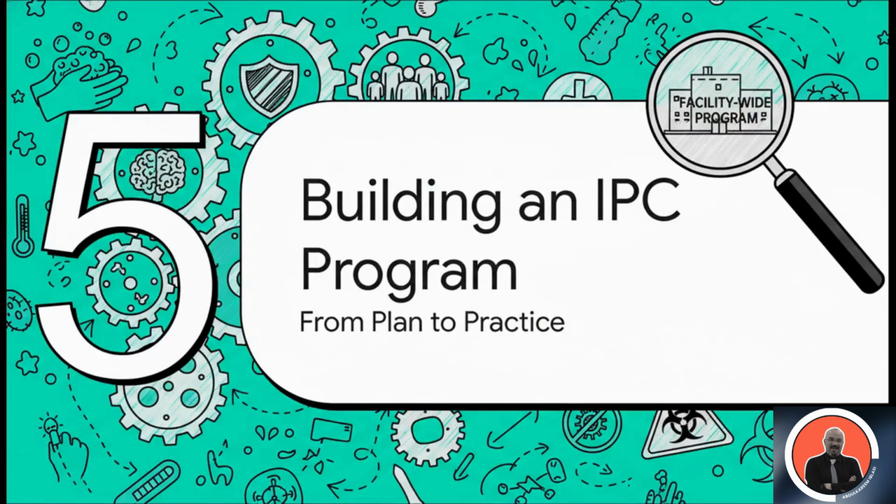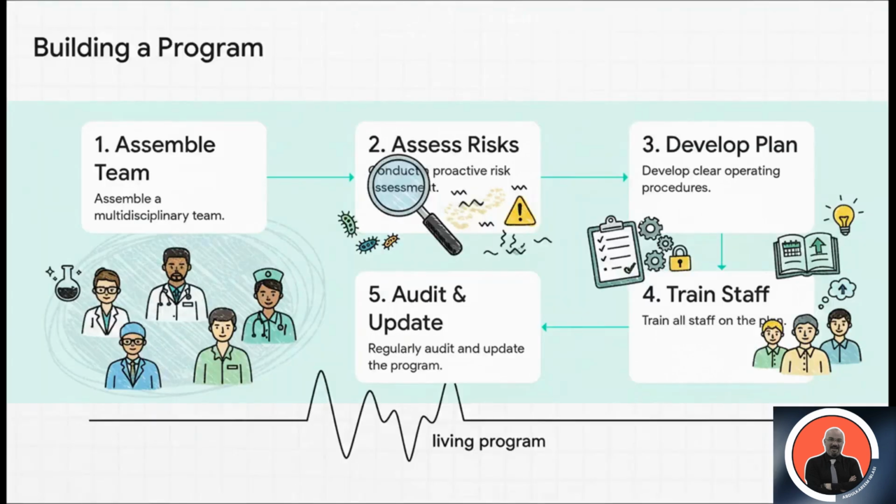So, let's zoom out one last time. We have the concepts, we have the precautions, we have the team. How do all these individual pieces come together to create a powerful, facility-wide program that actually works? Well, it's a very logical, step-by-step process. First, you put together a diverse team. Then, that team does a deep dive with the risk assessment to find the weak spots. Based on what they find, they write clear, easy-to-follow procedures. Next, they train everybody on that plan. And here's the most important part. This is not a set-it-and-forget-it kind of thing. It's a living program that is constantly being audited, reviewed, and updated.